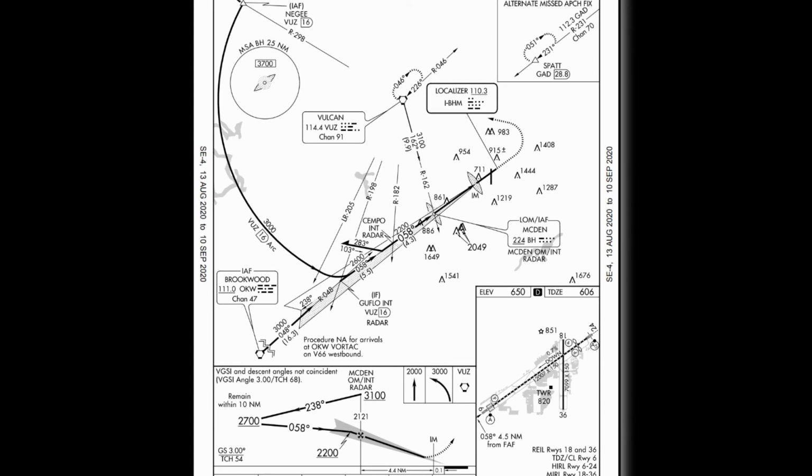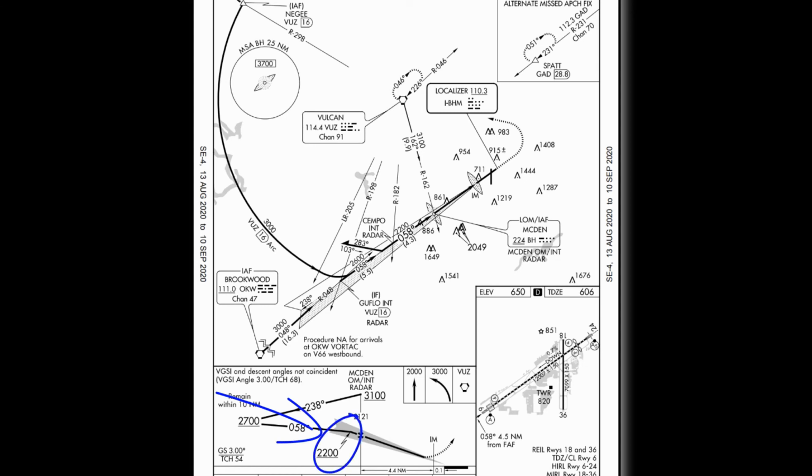This one's kind of a trick question because there's actually two final approach fixes on this chart. That's because this is two charts. This is an ILS approach and it's also a localizer approach. So there's two different ones, one for each. Let's talk about the ILS because that's what many are going to want to be flying. The ILS final approach fix is indicated by the lightning bolt here on the chart.